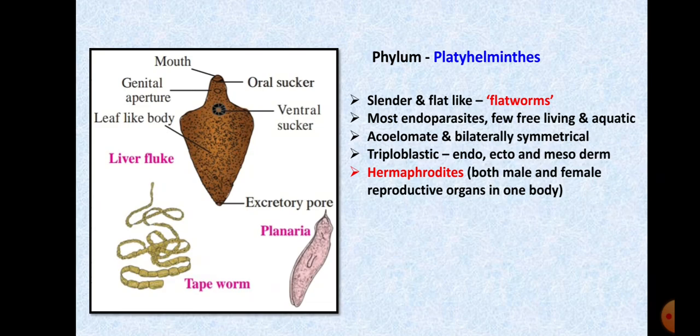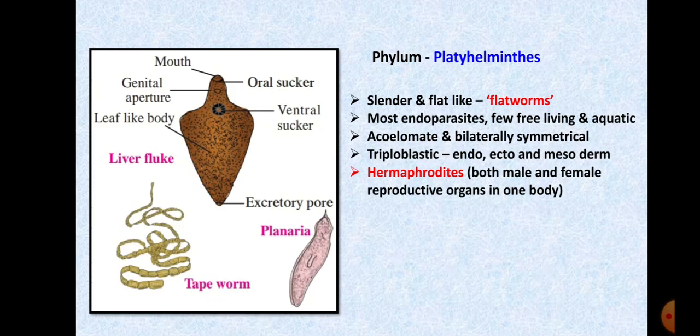Is a body cavity present? No, they are acoelomate. And symmetry is bilateral, that is, you have one imaginary axis and it would divide the body into two halves. What about the germ layers? They are triploblastic. They are much more developed than the previous one. They have all three germ layers: endoderm, ectoderm and mesoderm. Good? Easy to understand? Yes.